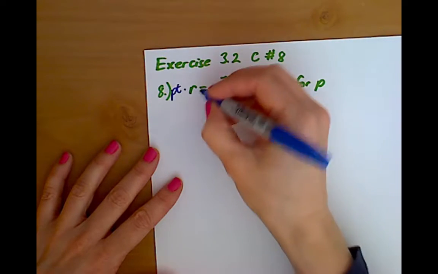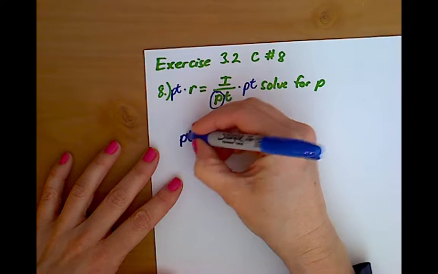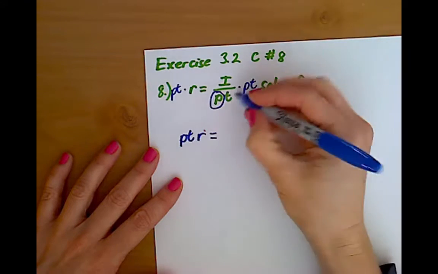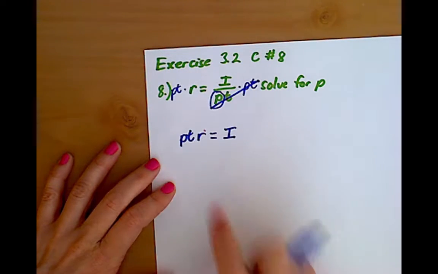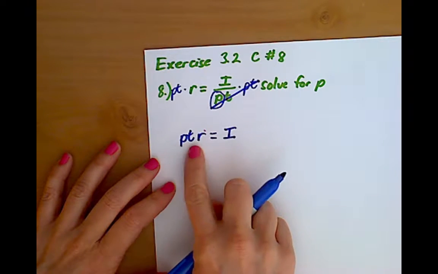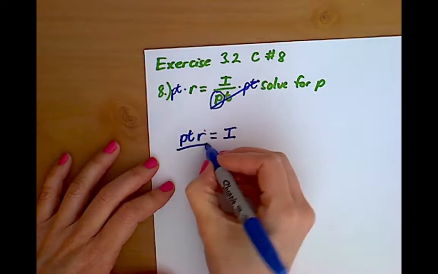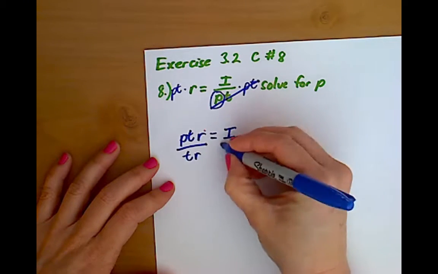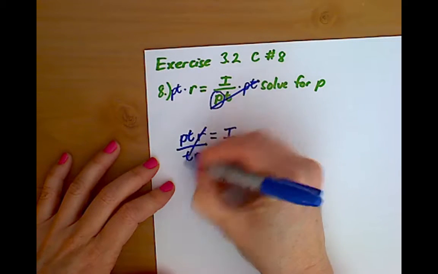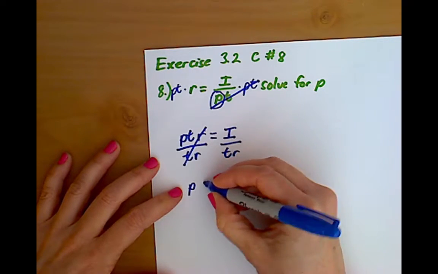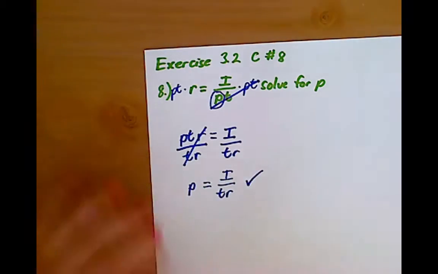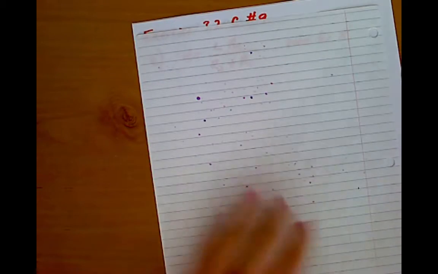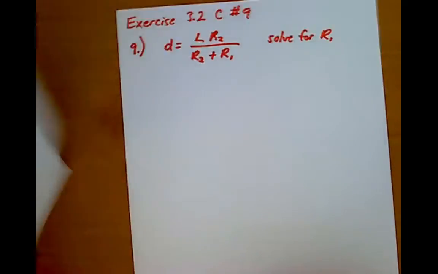Over here we have PT times R. And then over here, these two divide to 1 and we're left with just I, right? Now, remember we're trying to get P by itself and it's being multiplied by T times R. So we're going to divide both sides by T times R. And those divide to 1 and we're left with just 1 P over here. And then over here we have I over TR. Okay, and that's your answer. All right. Let's switch to the next one.